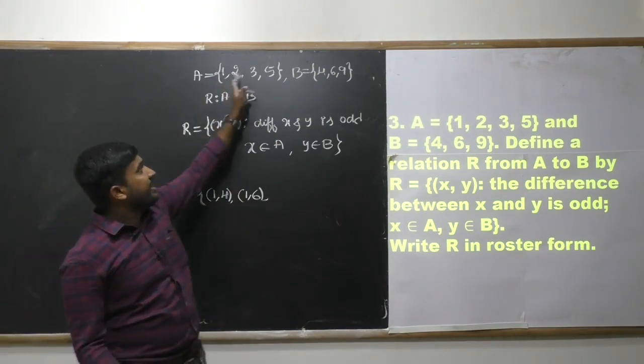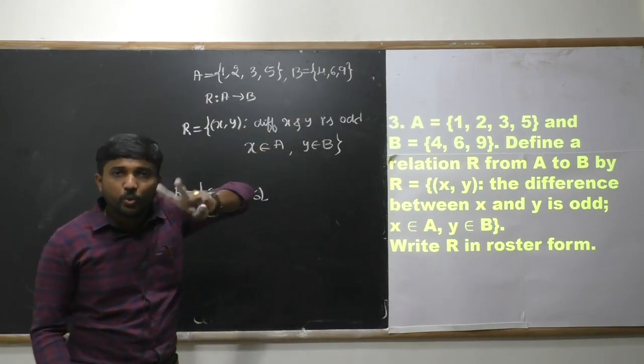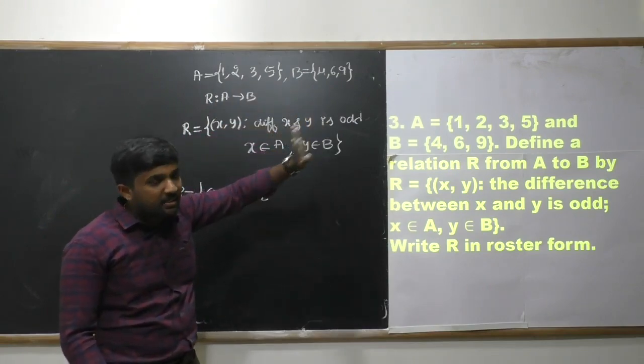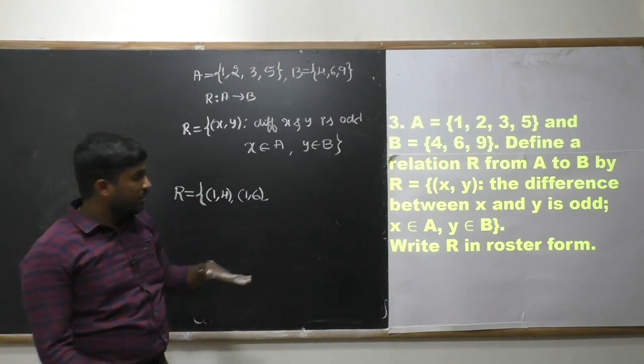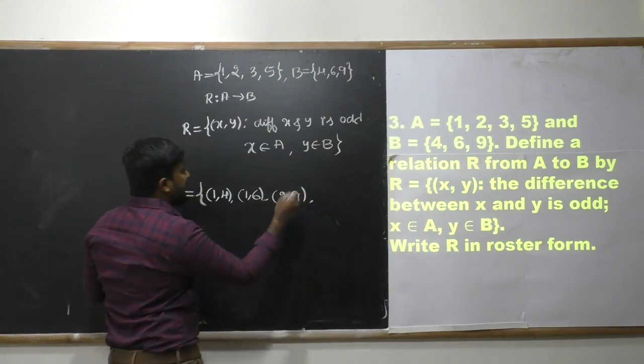Next, the difference between 2 and 4 is not odd. The difference between 2 and 4 is 2. 2 is not an odd number. Next, the difference between 2 and 6, not possible. The difference between 2 and 9 is 7. 7 is odd. So the next ordered pair is (2, 9).